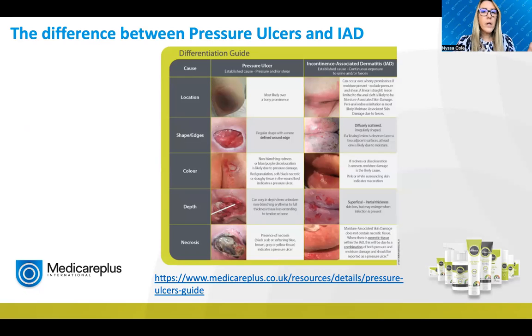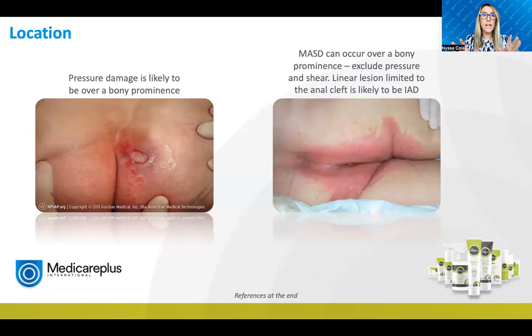But if we quickly have a look through the different areas that we would look at to differentiate the two. So the location. For pressure damage, it's likely to be over a bony prominence. Moisture-associated skin damage is likely to be in that anal cleft and in those creases in the groin, as you can see, the two different areas.